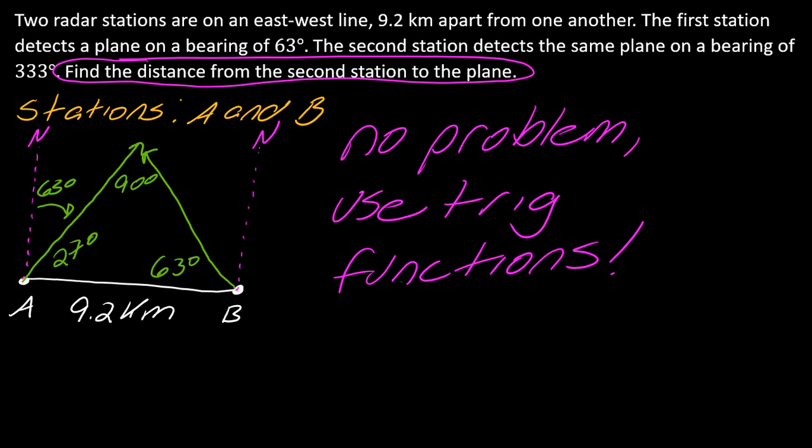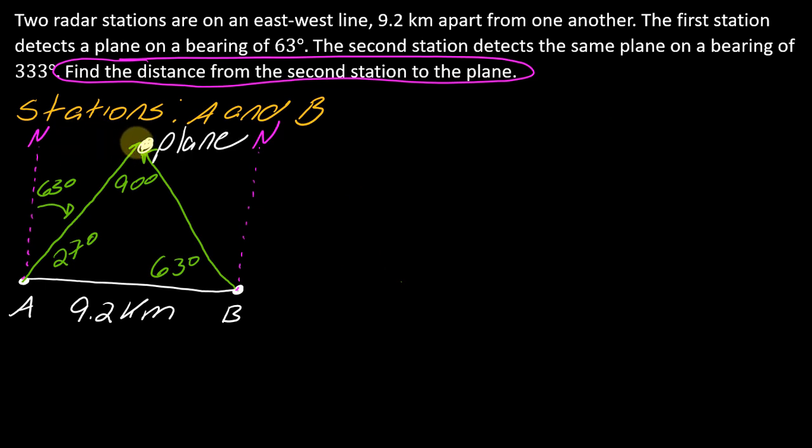We're just going to use trig functions. So remember, the plane now is out here, so I want to find this distance to the second station. And I've got all my angle measures. What is this side here? This is the hypotenuse. This is what I'm trying to figure out. So what function do I want to use if I'm taking these two sides and I know all my angle measures? Well, this is going to be the side that's adjacent, and this is going to be the hypotenuse.